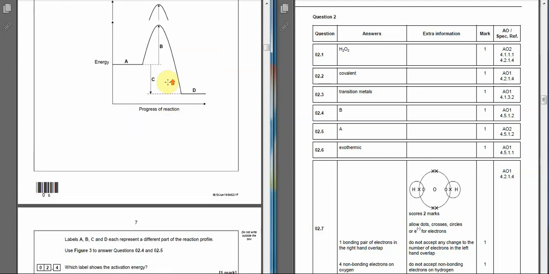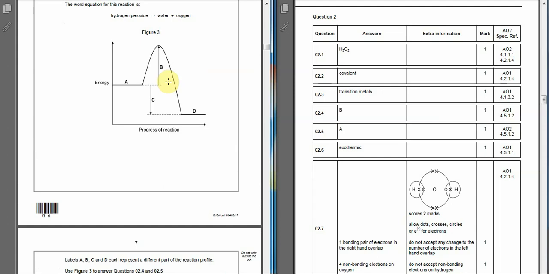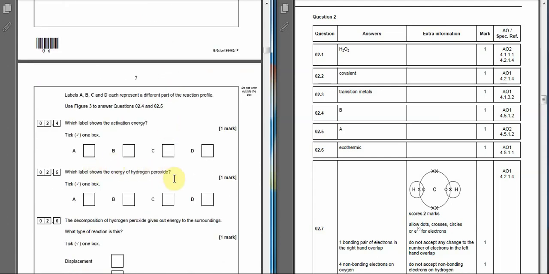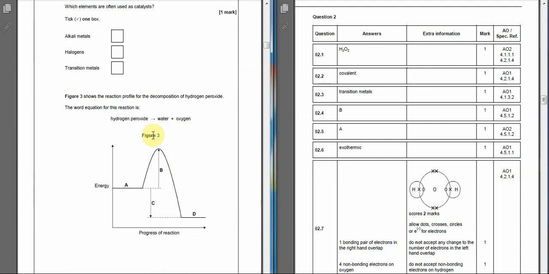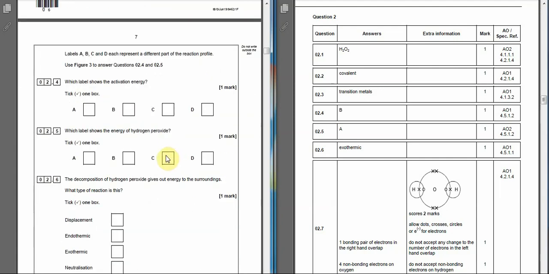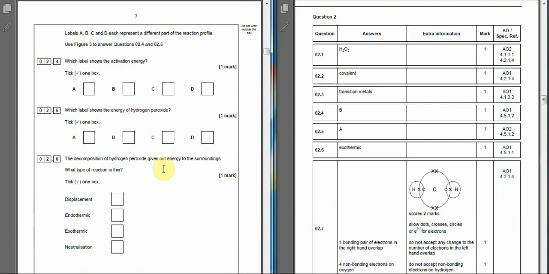Most foundation tier people are good at choosing the letters, it's slightly easier. And then for the next part, which one shows the energy of hydrogen peroxide? So if we look here, hydrogen peroxide is your reactant, so that's where you're starting off at A, whereas water and oxygen would have been D. Okay, that one people got wrong on the foundation tier, they found it difficult.